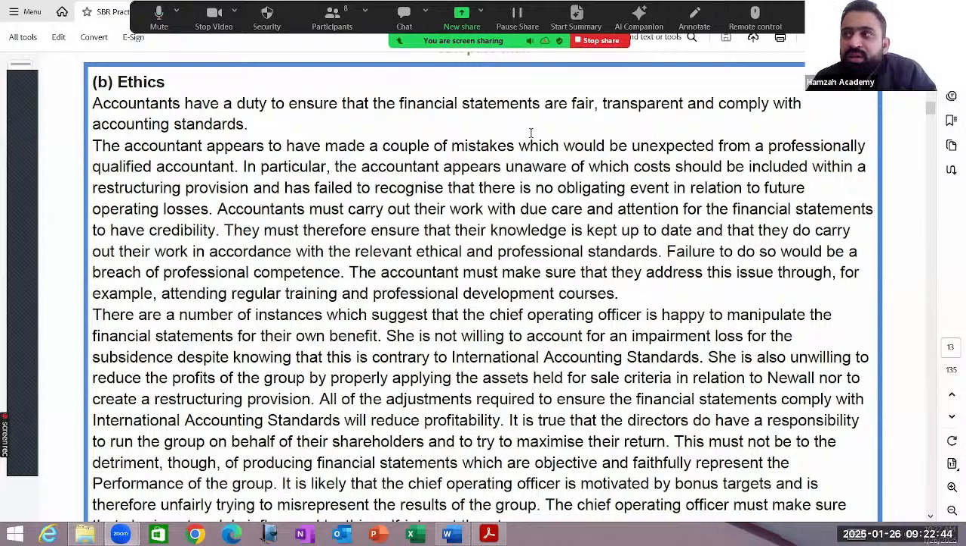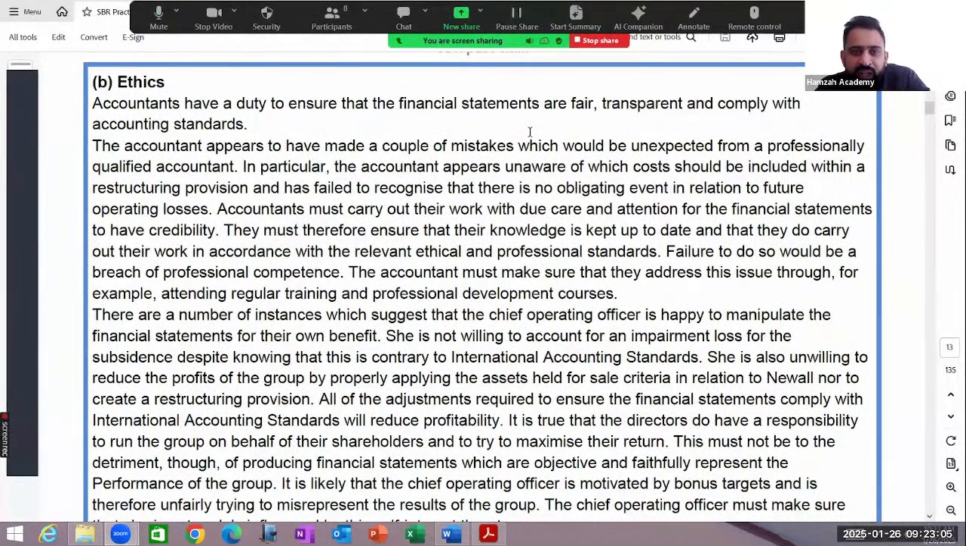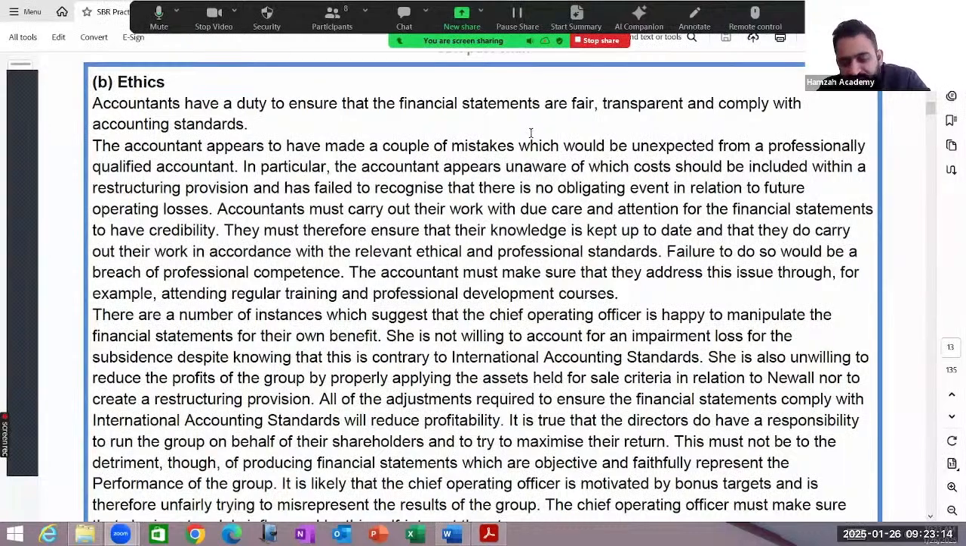Integrity means with straightforwardness. The accountant should not be involved in any fraudulent activity or for his own benefit. So here is the question of integrity on the part of the chief operating officer. And if she lacks the integrity, it would also affect the professional behavior. And due to her professional behavior, the profession may be undermined as a whole.